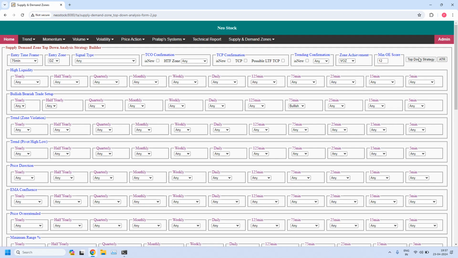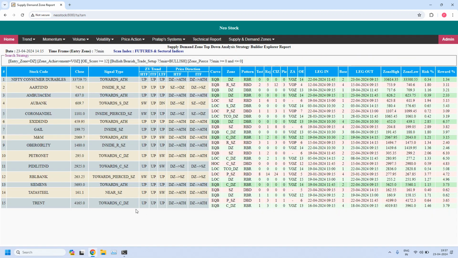Now let us filter the stocks. Now these 15 stocks are filtered and they are supporting bullish trade setup for weekly income trade.